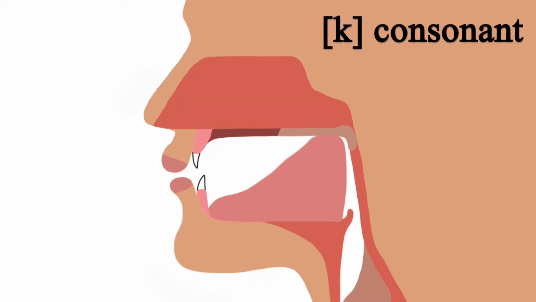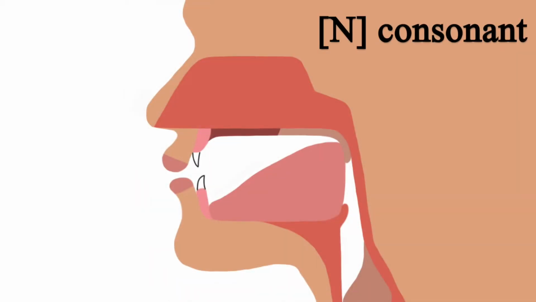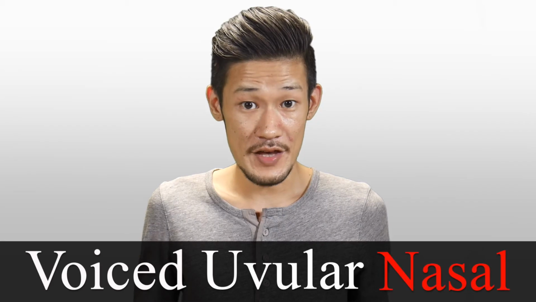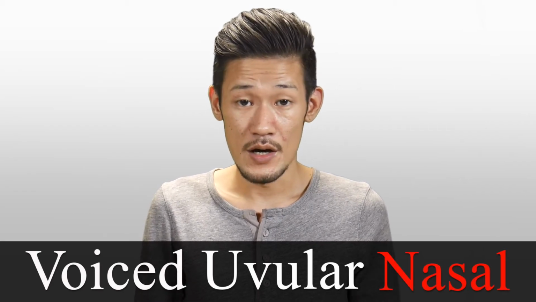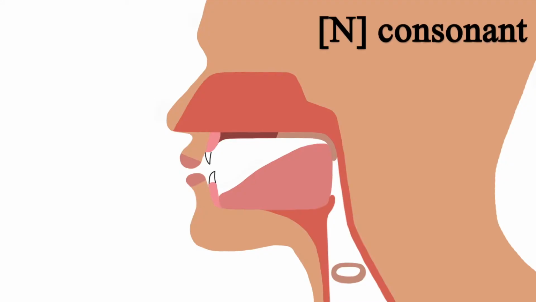So when you pronounce the K sound, you push the back part of the tongue against the soft palate, right? When you pronounce n, you move your tongue a little further back in the mouth. And this is a nasal consonant. With nasal consonants, you let the air escape through your nose. N, n, n.